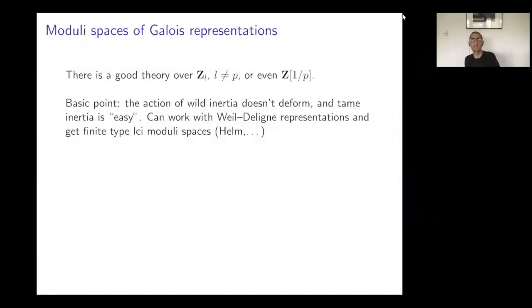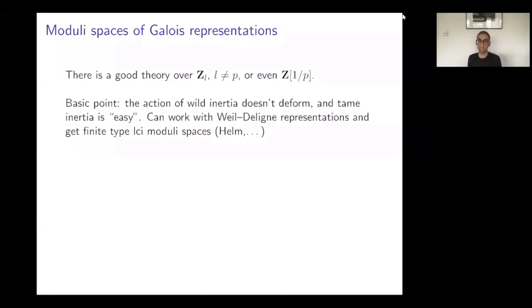And if you work over rings in which p has been inverted, in particular the l-adic numbers for l not equal to p, but you could even work over Z[1/p], then you have very nice moduli spaces. The basic reason for this is that the structure of the absolute Galois group, the prime to p part of it, is pretty simple. You have a wild inertia group, which you think is complicated, and then you have tame inertia, which is very simple. And when you're looking at representations in which you've inverted p, the wild inertia is a pro-p group, and you don't have interesting variation of representations of that.